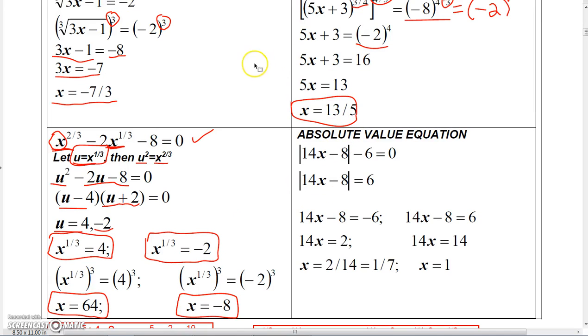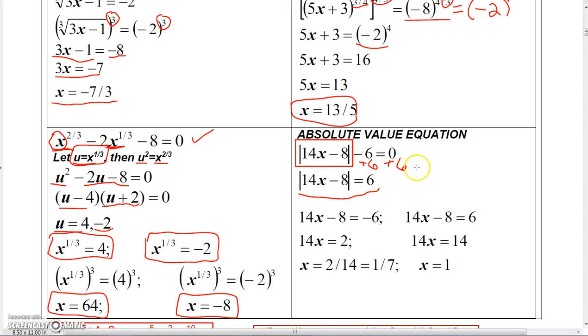Okay, now I'm going to show you how to solve an absolute value equation. Just like with radical equations, when you solve an absolute value equation, you want to try to isolate the absolute value. So notice here I have the absolute value of 14x minus 8 with the minus 6 on the outside equals 0. What I want to do is add 6 to both sides so I can get the absolute value by itself. And so now I have the absolute value of 14x minus 8 equals 6.